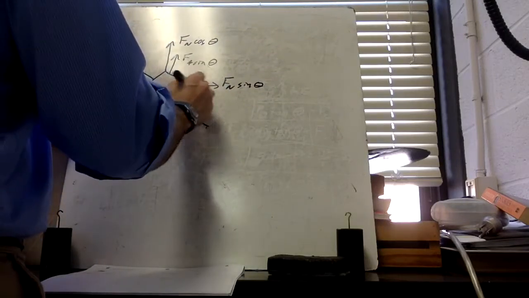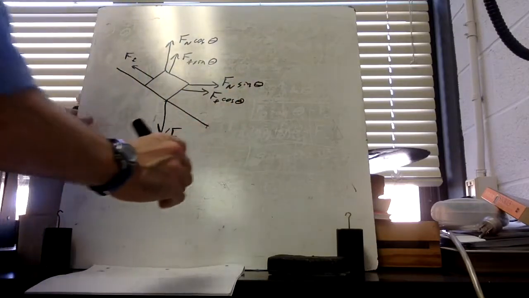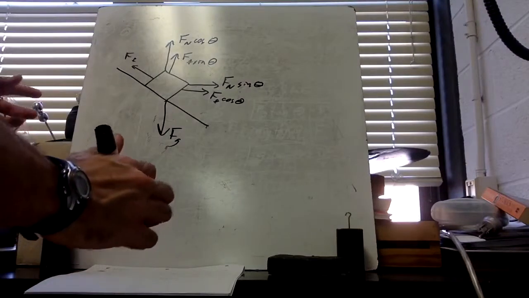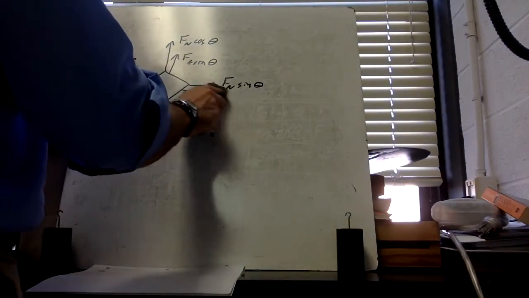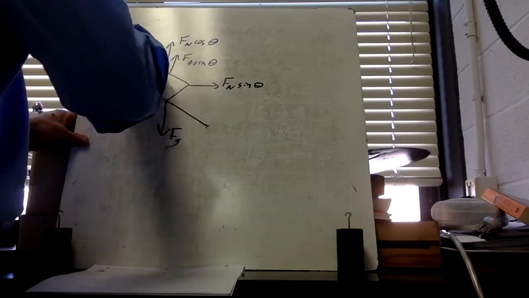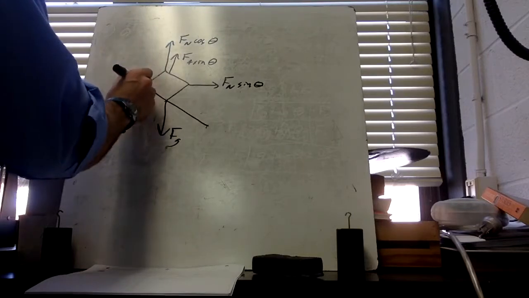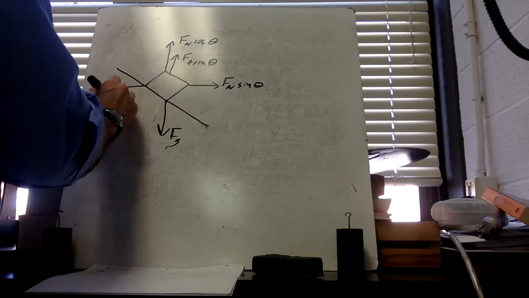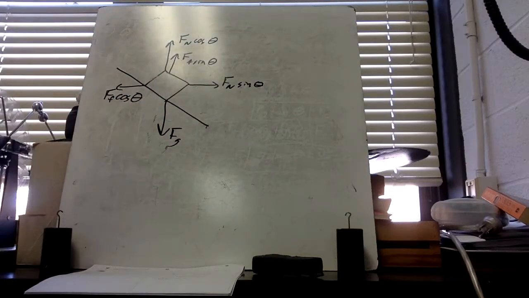And then pushing this way is Ff cosine theta. But we're going to imagine here that it's on the verge of sliding down. So that means it's going slow. Since it's going slow, friction is holding it up. And so then this is actually going to be Ff cosine theta that way.